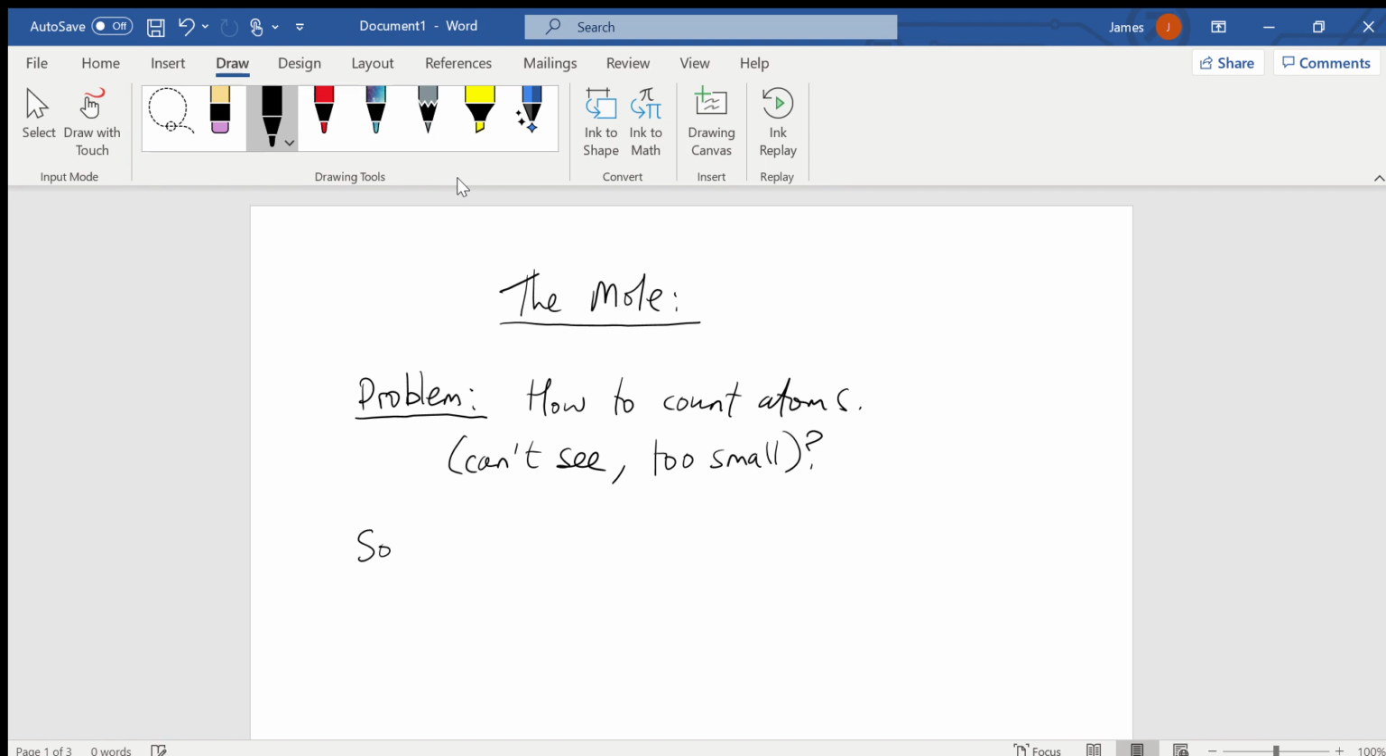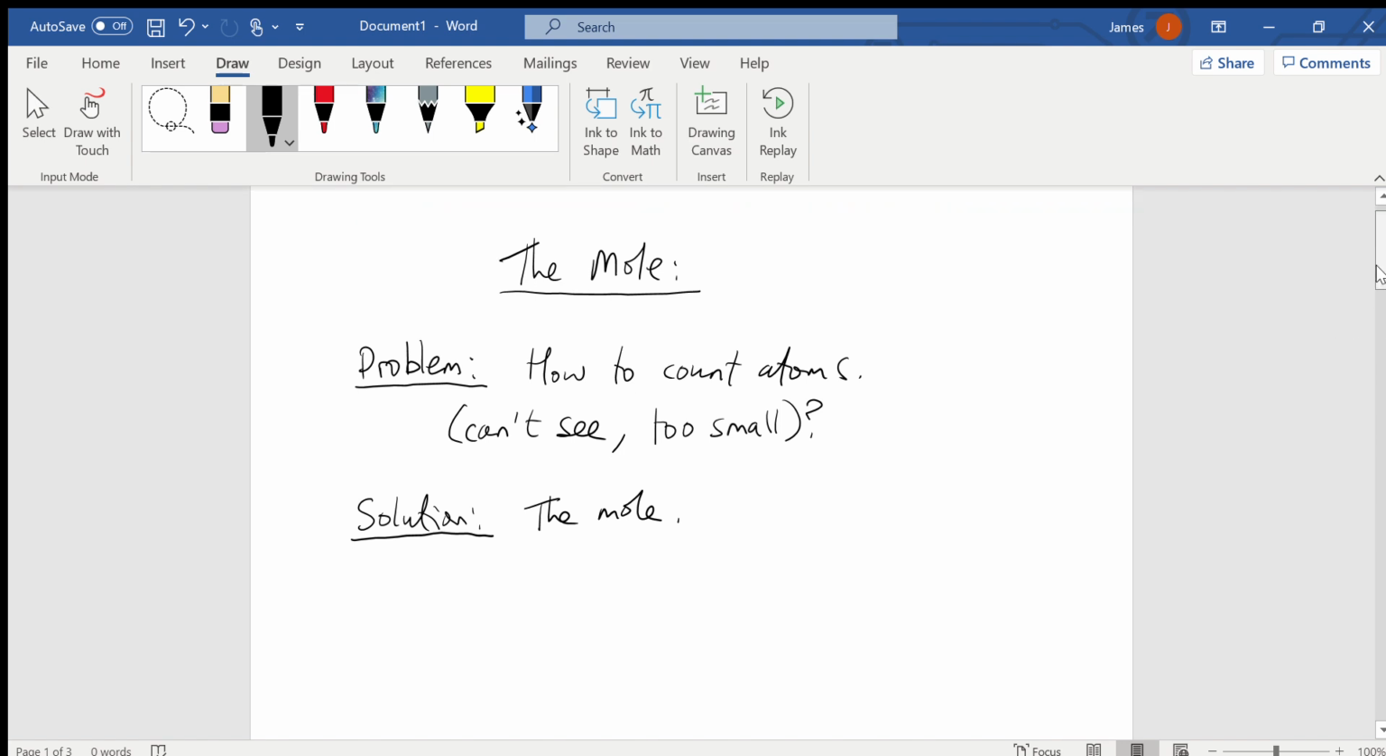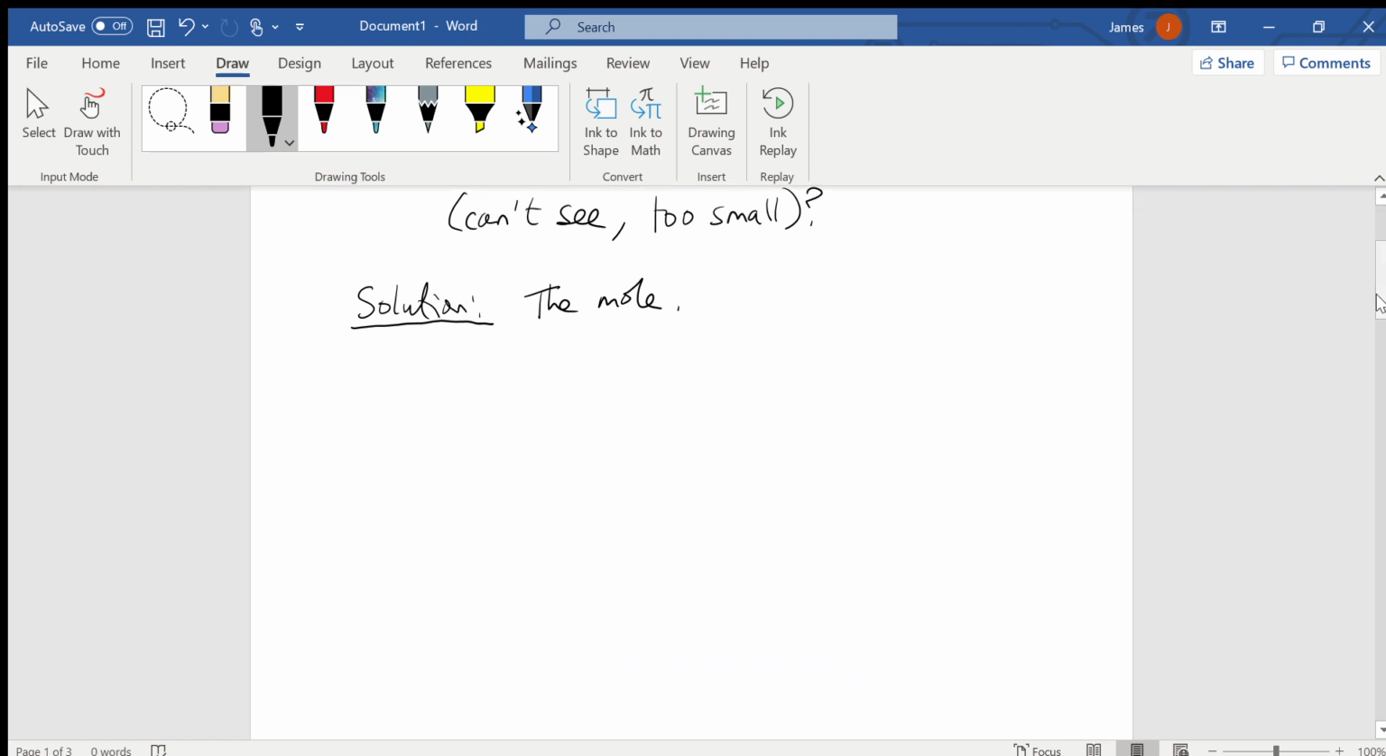So the solution is the mole. Okay, so we still don't know what the mole is, but we know it's a solution to a problem. All right, and that's more than we knew a few minutes ago.